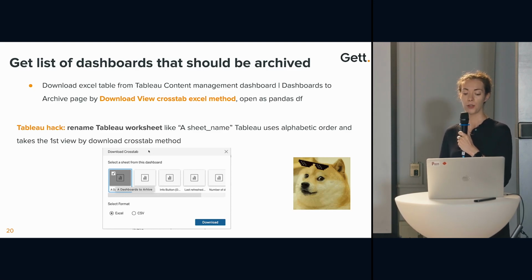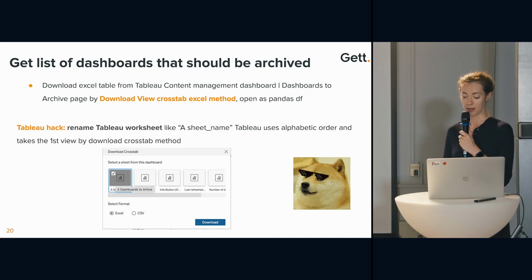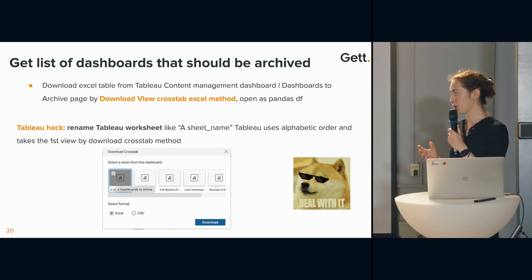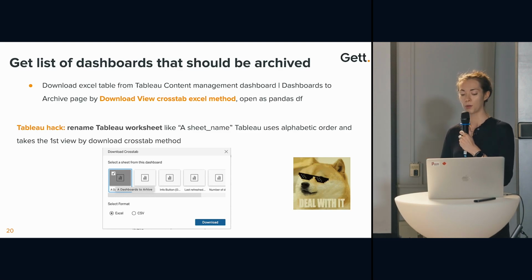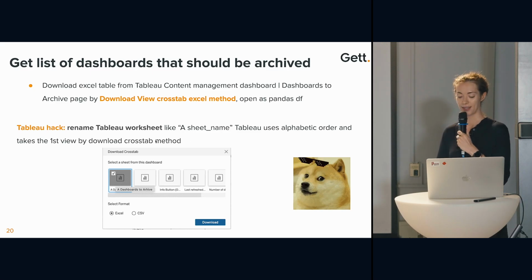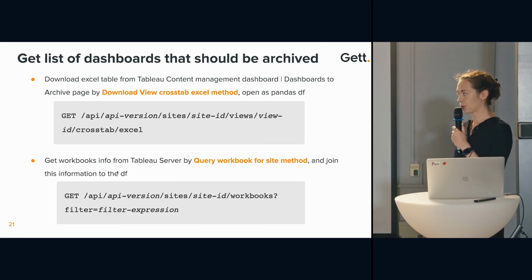In order to do this, we use the Tableau Content Management Dashboard, second page, and just download the view from this dashboard using the download view crosstab Excel method, and open this as a pandas data frame. An interesting thing about this crosstab method: you cannot set which worksheet from a dashboard you would like to download. It downloads the first page. We did a simple trick, just rename the Tableau worksheet, because Tableau uses alphabetic order, and this sheet becomes the default sheet for this method. So we got data about dashboards that should be archived, but this is not enough.